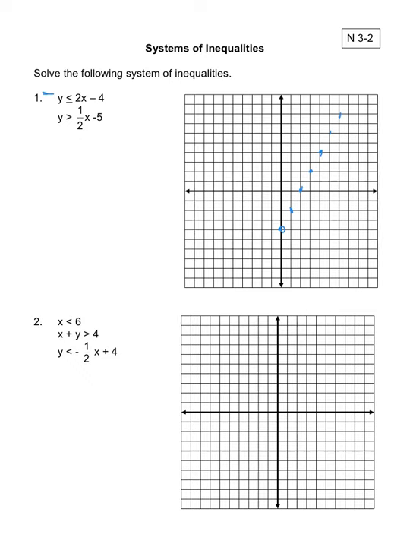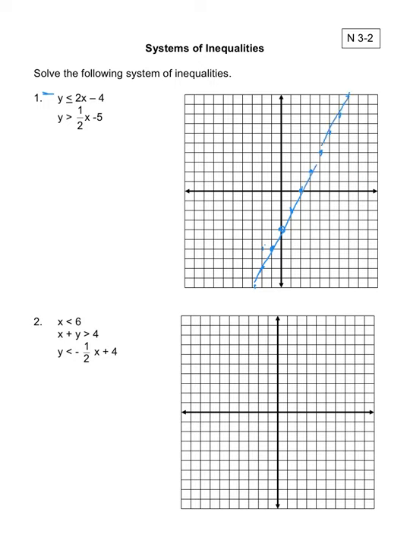On this particular one, I could go the opposite way as well. Down 2/1, down 2/1, down 2/1. Now, on this particular one, it is less than or equal to, so that means that this is a solid line.